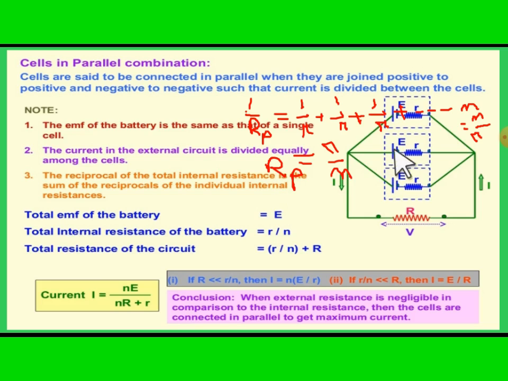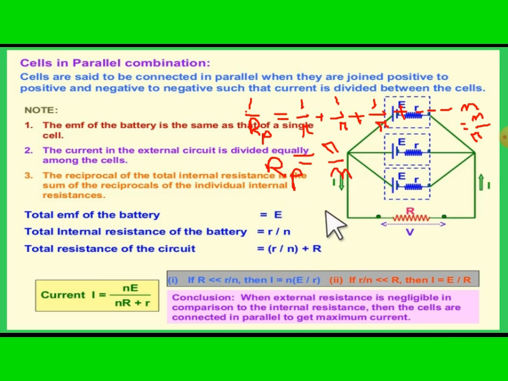This r by n will be replaced by a single resistor Rp. So that Rp and this external resistance R are connected in series again. So your total equivalent resistance will be what? This Rp plus capital R. You can call this r by n plus R.